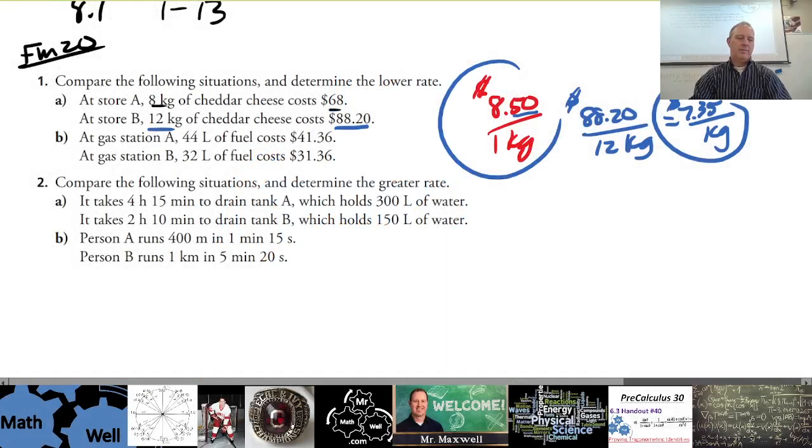All right, here we go. Questions from 8.1, Foundations Math 20. Make sure you get your homework out here. Take a look at this. We did 1A yesterday. Compared the two rates.